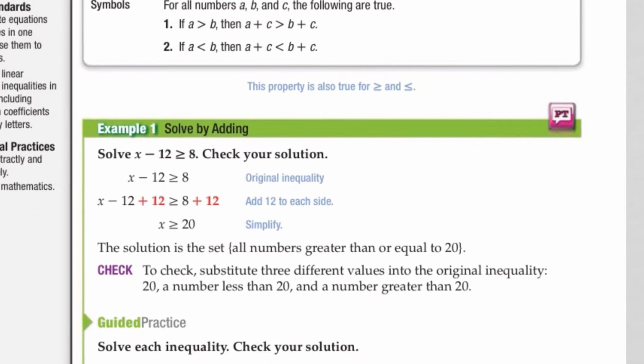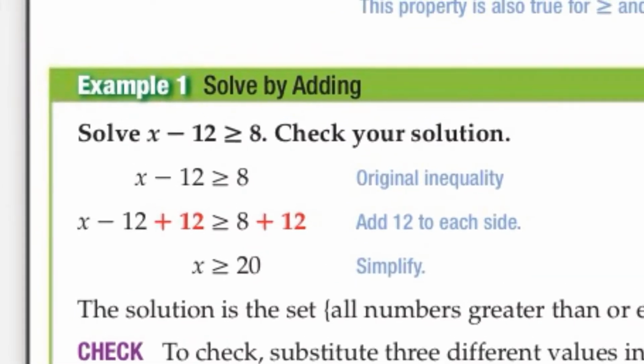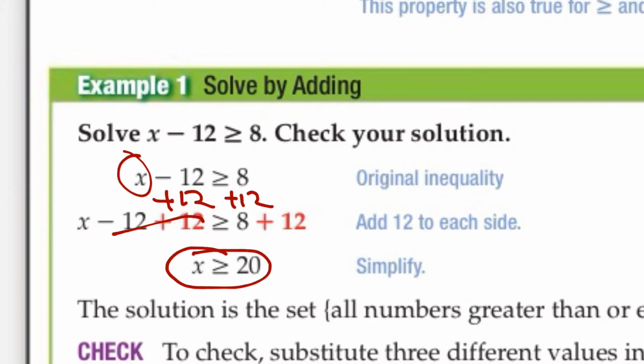Alright, so here we go. All I need to do is solve. These are the problems you're going to get. It's the same thing, except instead of an equal sign, I now have greater than or equal to, greater than, less than, or less than or equal to. But the concept is the same. What do we want to get by ourselves? The x. So the opposite of negative 12 is plus 12. Whatever I do to one side, I do to the other. These cancel, and x is greater than or equal to 20.